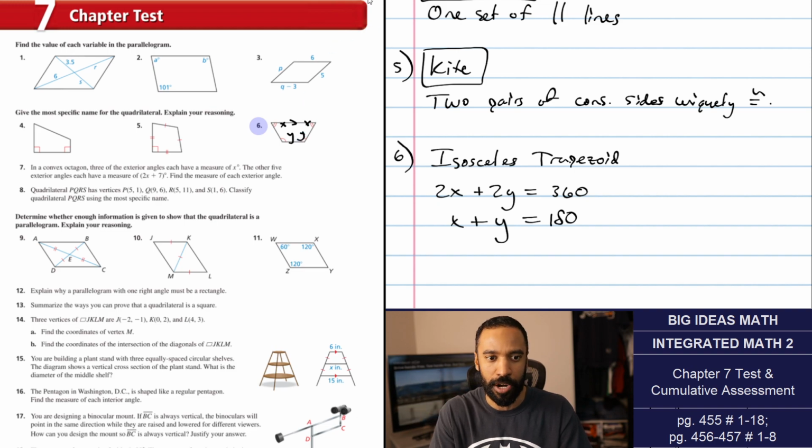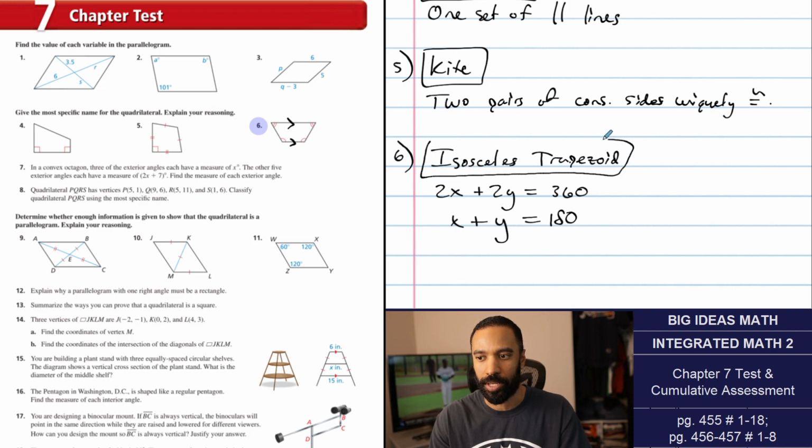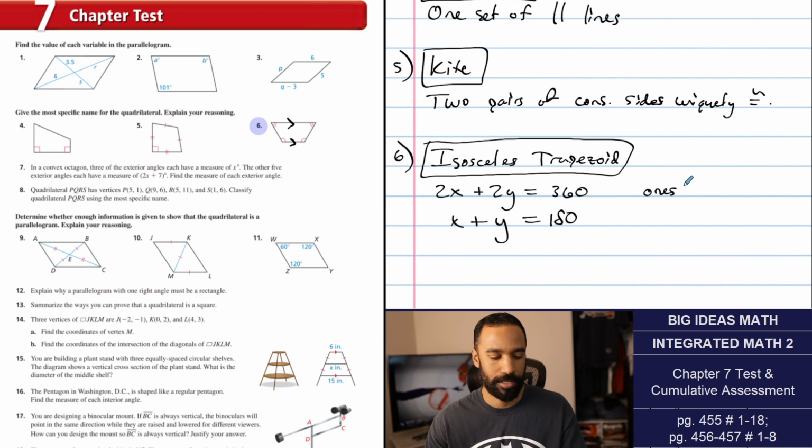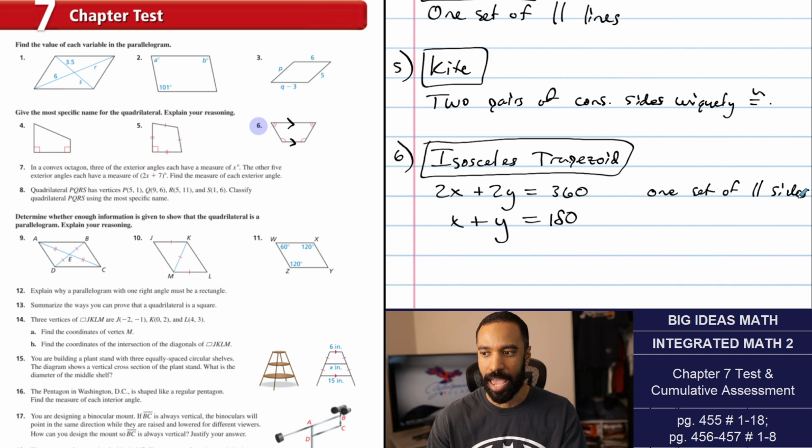Again, same reason for number 4. So we will have parallel lines there. This will be a trapezoid. With the angles congruent in that way, base angles, this will be an isosceles trapezoid here. Once again, one set of parallel sides, and base angles congruent.